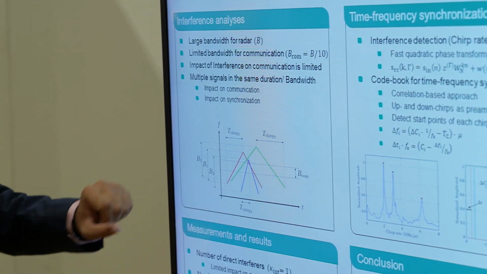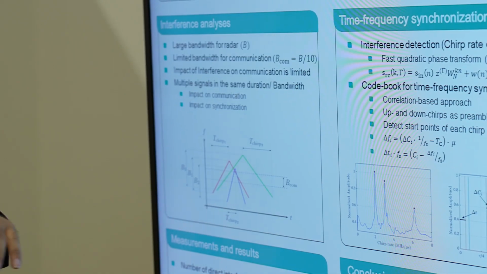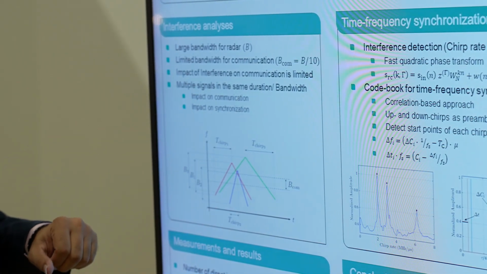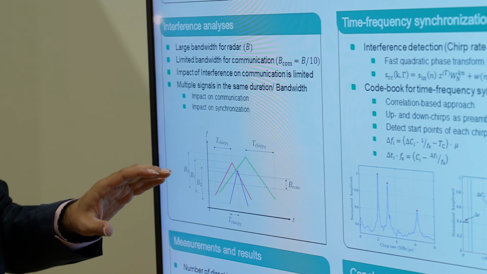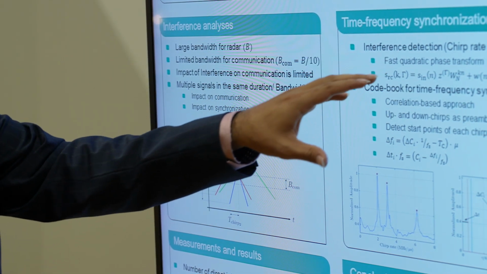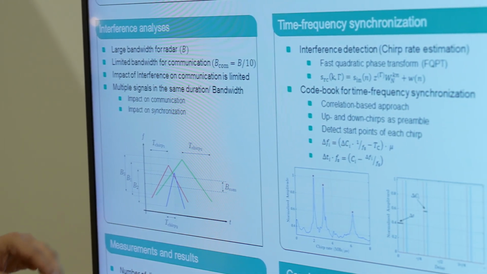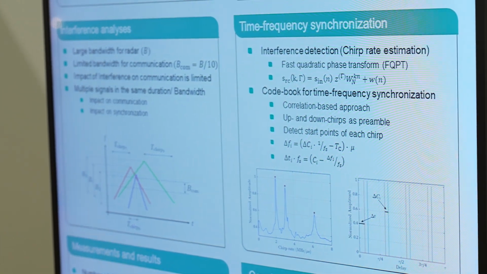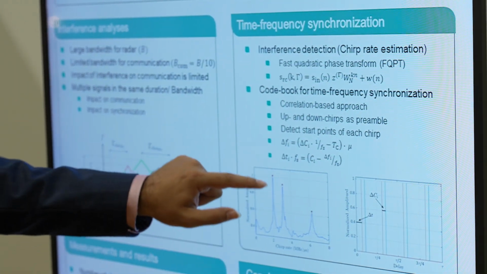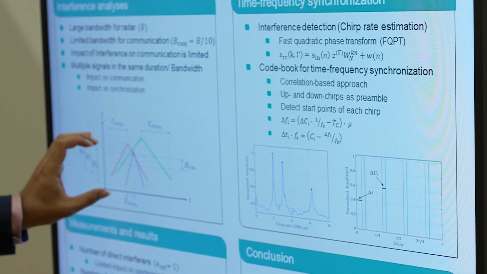Even so, we wanted to investigate the influence of the interference on the communication data. For that, we can apply one transform, which is the fast quadratic phase transform, to detect the slope of each signal that we have. And we see here each peak represents one signal.